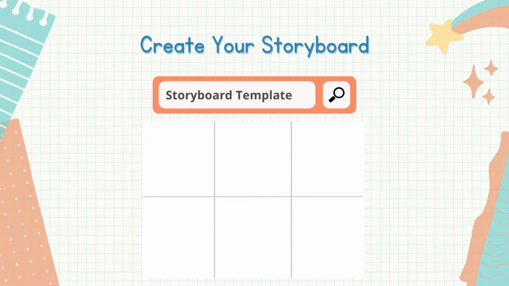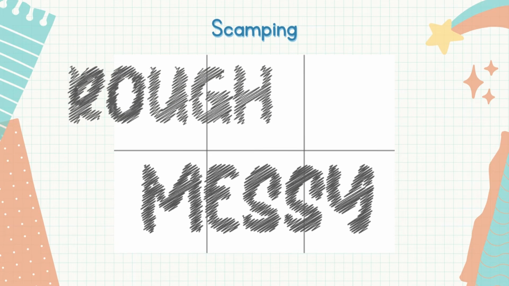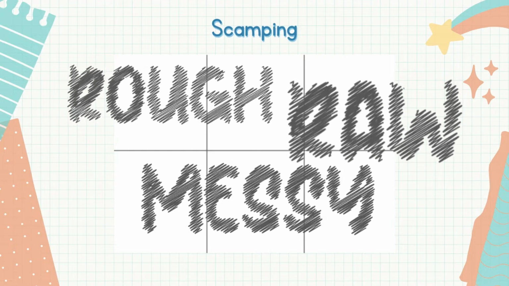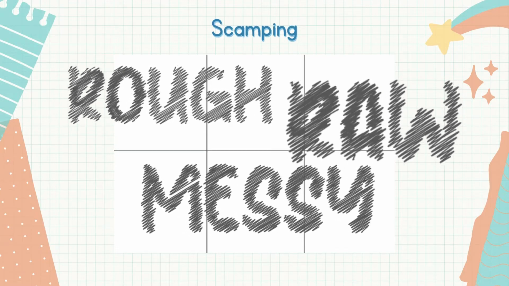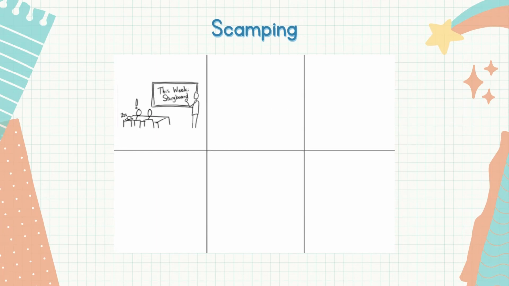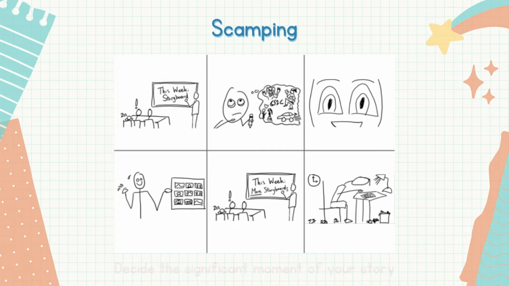This process is also known as scamping, during which you turn your written story into something visual. Scamping is meant to be rough, messy, and raw, so don't worry about being perfect and neat. To kick off the scamping process, you can first divide your story into several smaller parts. Then, you will need to consider what are the significant moments in each part. Let me show you an example.